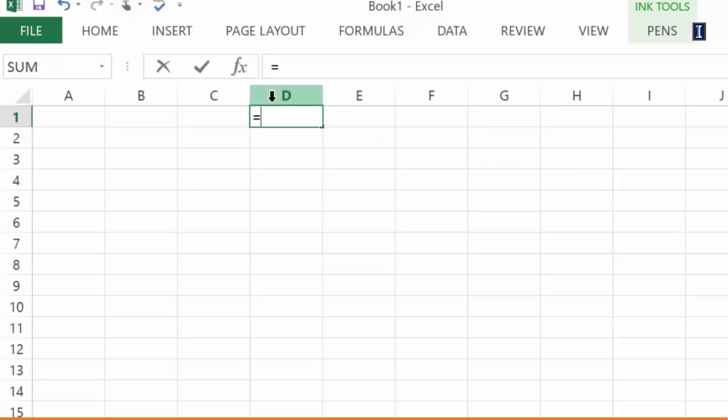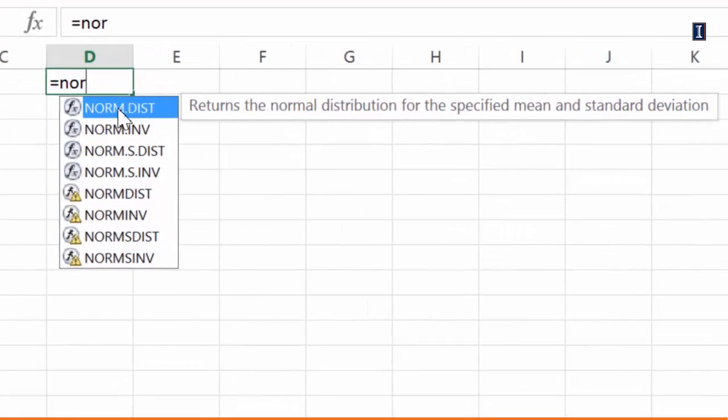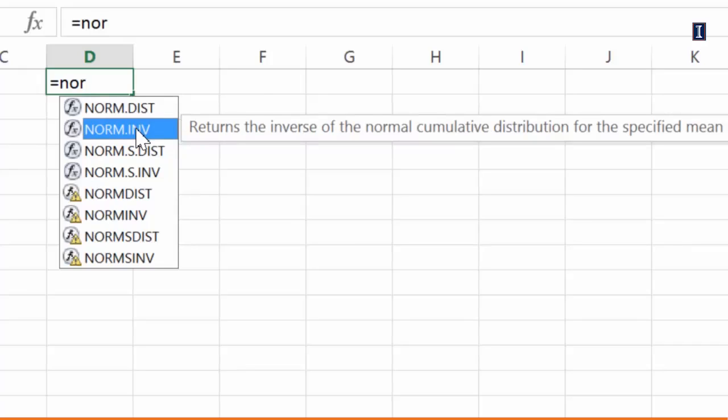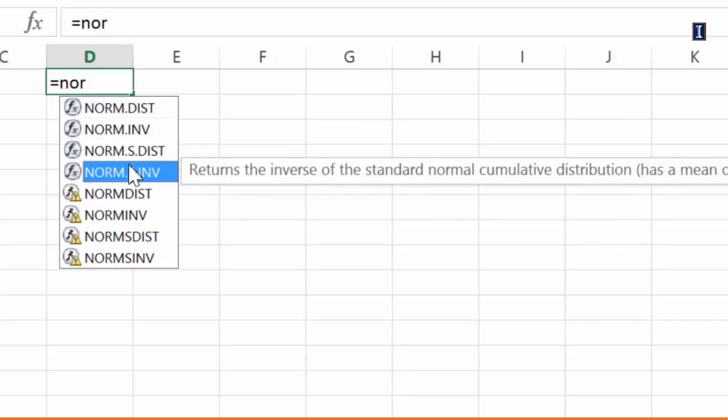So to use the normal distribution, I can just start writing norm, and you can see again Excel starts to guess what I might want, and it has basically 4 functions that it returns. The first one is norm.dist. This one returns the normal distribution for a specified mean and standard deviation. If you use the inverse, I can give it a probability and it will tell me where the value is. And then there are 2 functions that have the .s in the middle.